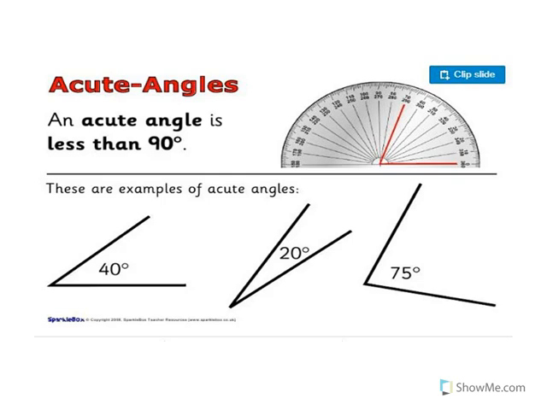An acute angle is less than 90 degrees. So these are examples of acute angles: a 40-degree angle, a 20-degree angle, or a 75-degree angle. And an example on our protractor, we go from 0 to 70 degrees.